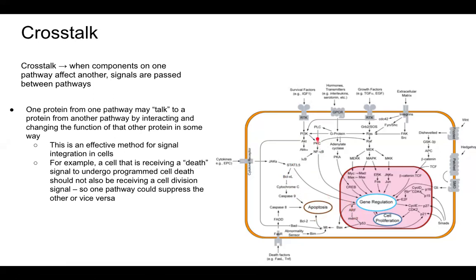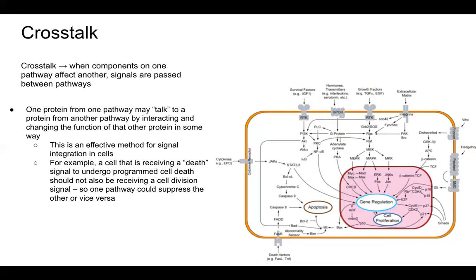So you can see that it's normal for cells to have multiple pathways, and these pathways relay messages to each other and participate in this crosstalk. They don't just have a singular pathway with events that occur by itself. They're always communicating with each other.